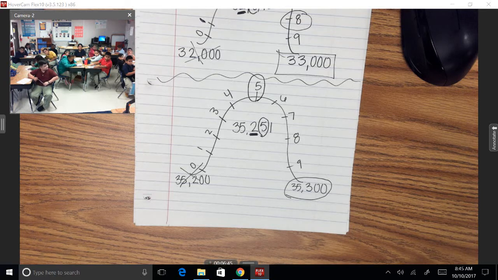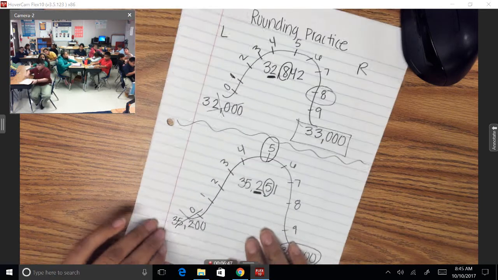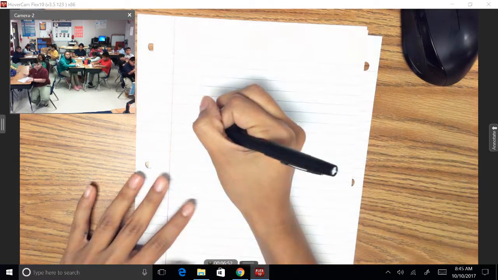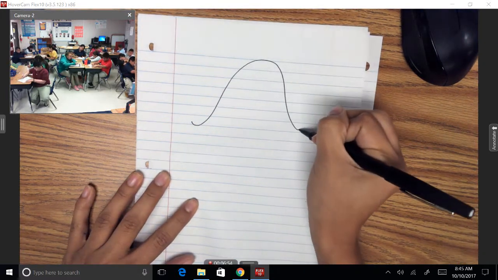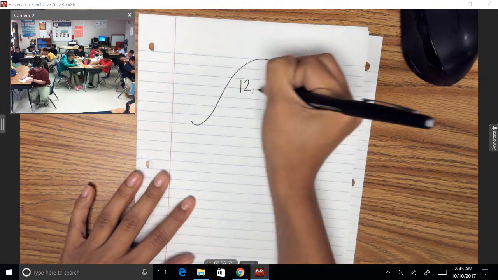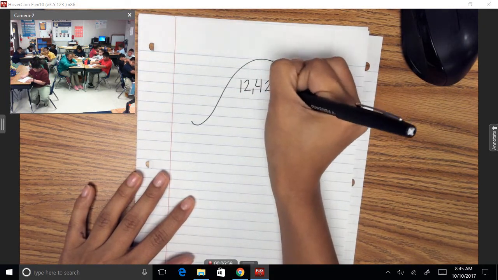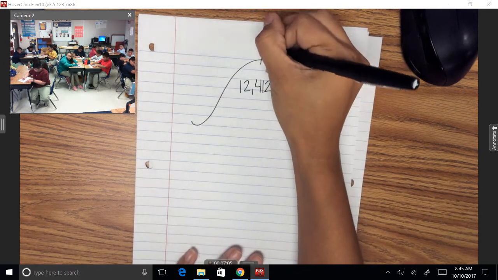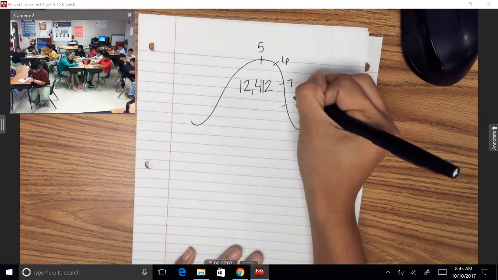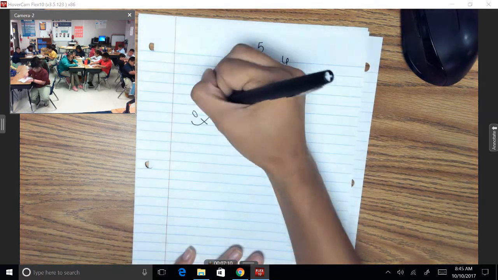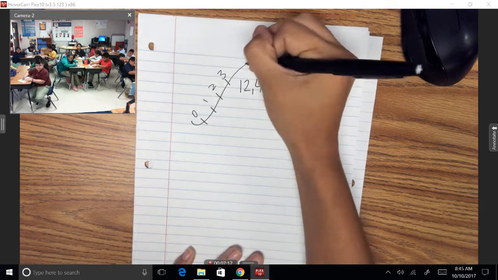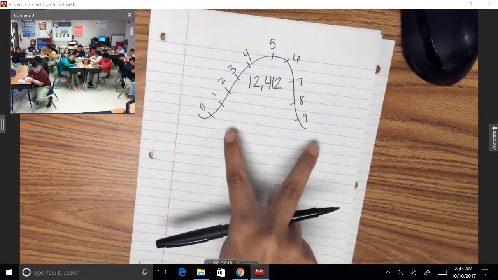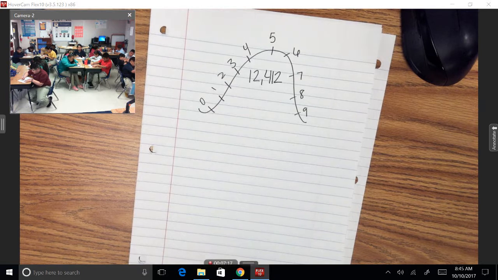Okay, and we will do one more. I'll do my hill. Let's all draw our hill. Oops, there you go. 412. Almost forgot the 1. So right in the middle we know is 5, 6, 7, 8, 9, 0, 1, 2, 3, 4. Now we need to come up with our 2 possible answers. This time I want to round to the 10,000th place.